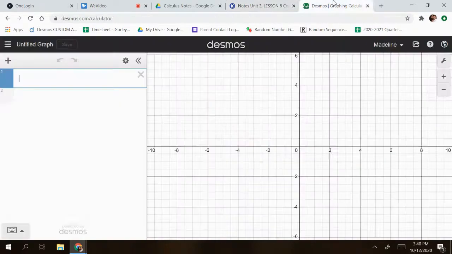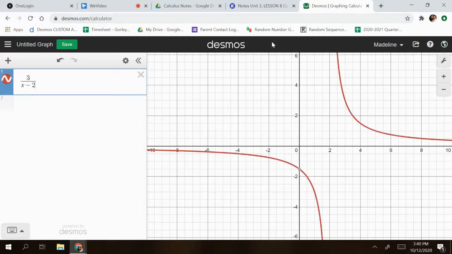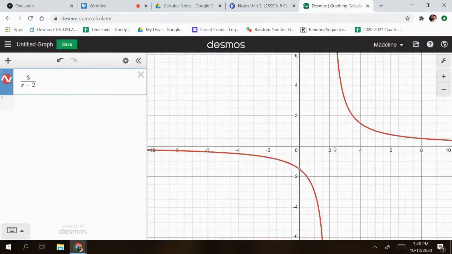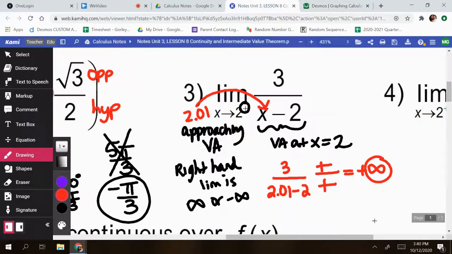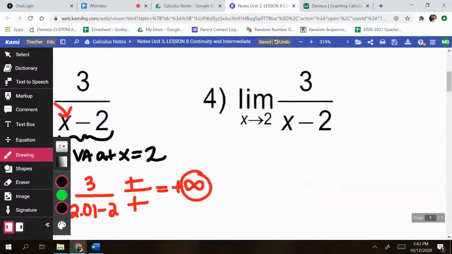And I believe it was 3 over x minus 2. And we're looking at 2 from the right-hand side. So if I look at 2 from the right-hand side, you can see how it's going to be going up towards infinity on that right-hand side. That looks good. Okay, let's take a look over here now.